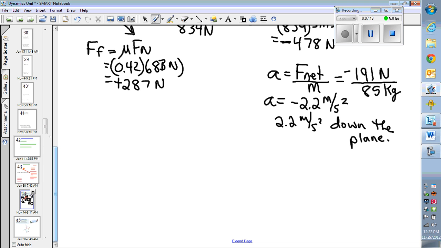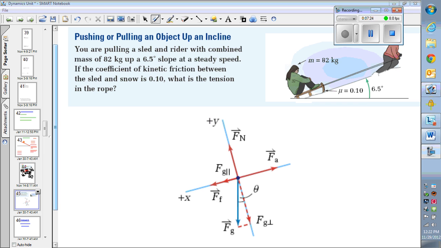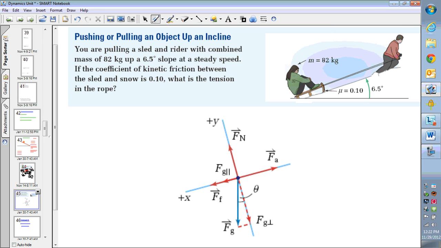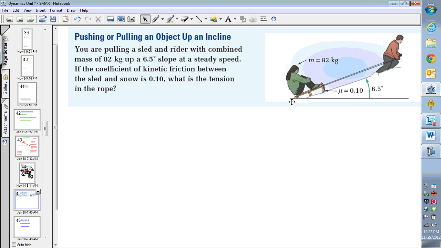Alrighty, let's try another example and see how it works. So, example 2. If you're pulling something up the incline instead. So we have a slider or a sled, a person on a sled. They are 82 kilograms, including the sled, and they're being pulled up just a small incline of 6.5 degrees. So what is that going to look like in terms of vectors? We'll draw our triangle. You have an object, doesn't have to be accurate.